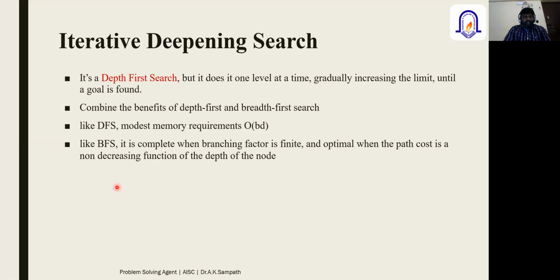The iterative deepening search is the combination of the depth first as well as the breadth first algorithm. When you talk about the memory requirement, it is very similar to the depth first search, the order of B times D. What is B? B is the branching factor, and D is the depth, right? Again, when we talk about completeness, it is very similar to the breadth first search. It is complete when the branching factor is finite.